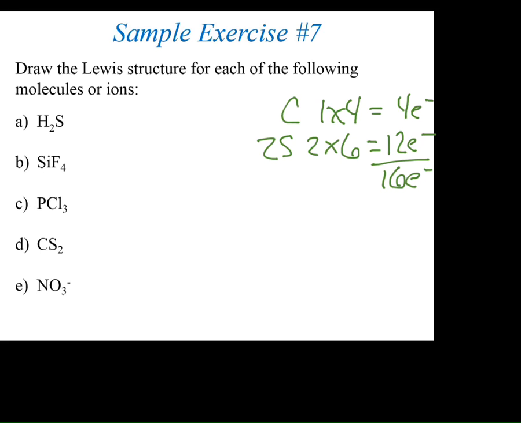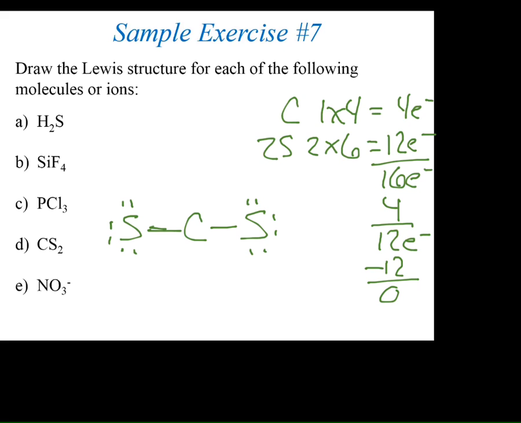So I said, whenever you have a carbon-containing compound, carbon's going to go in the center all the time. So I'll put my sulfurs around here. I make a bond, make a bond. So that used up 4, so I got 12 left. Give the outside ones their octet. So this sulfur has 2, it needs 6 more. This sulfur has 2, it needs 6 more. Okay. Now I'm out of electrons.